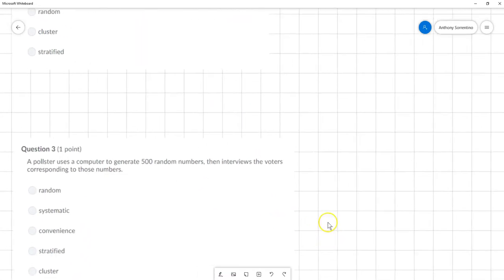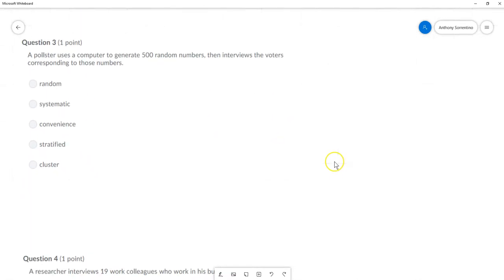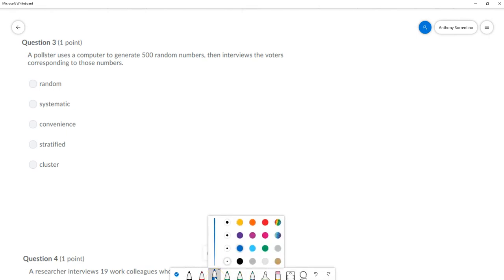The next one. The pollster uses a computer to generate 500 random numbers, then interviews the voters corresponding to those numbers. There were 500 people, all people were given numbers, 500 numbers were randomly chosen, and those are the people chosen. This is a random sampling.